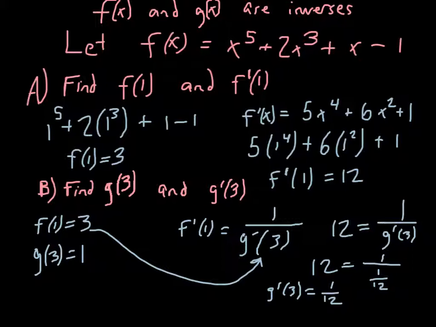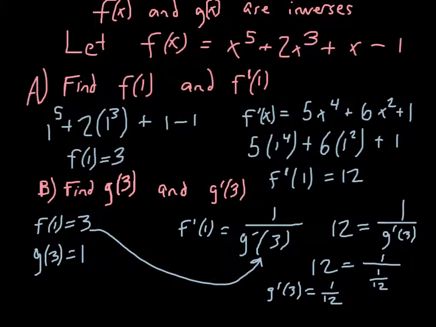So part b, find g of 3 and g prime of 3. So what is g of 3? Well, if f of x and g of x are inverses, then what this question is really asking is, for what value can you put into f to get the value 3 out? And in part a, we just showed that to be 1. So because f of 1 is 3, g of 3 is 1.